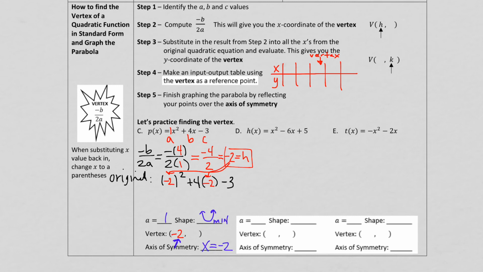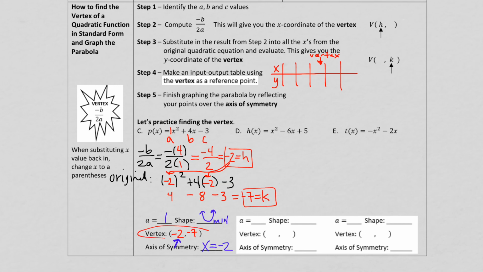And when I do this work, what I get here as a result will be my k value. So negative 2 quantity squared means I have 2 of these. So negative 2 times negative 2 is positive 4. And then 4 times negative 2, this will be negative 8. Then we have a minus 3. If I add these together then, I end up getting negative 7. Again, if you need a calculator, use that please. So here I now find that k is negative 7. So I now have my complete vertex of negative 2 and negative 7.